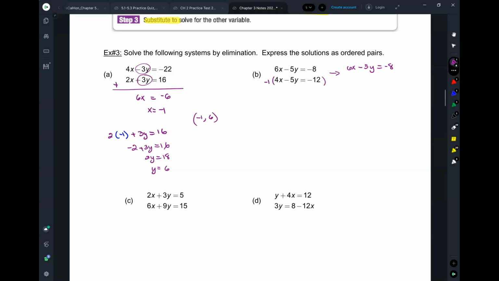It's the same thing as the 3y. No, because one is negative 3y, one is positive 3y. So here, negative 4x plus 5y equals 12. Add these two, and I get 2x plus 0 equals 4. X is 2. Okay, go ahead and solve for y. Let me know what you get.